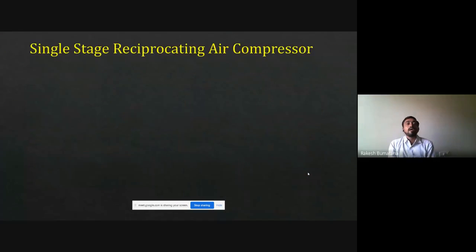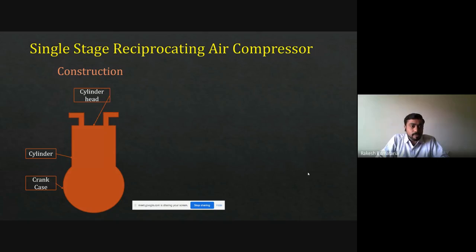Thank you. Let's discuss the single stage reciprocating compressor. Firstly, we will discuss the construction of a single stage reciprocating air compressor. This compressor contains three major parts known as crankcase, cylinder, and cylinder head. This portion is known as the cylinder, which is used to guide the piston. This one is the crankcase, which covers the cylinder from the bottom.